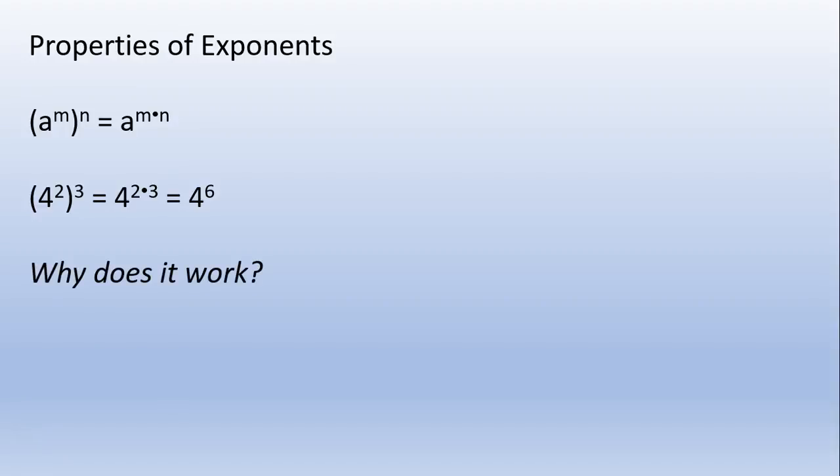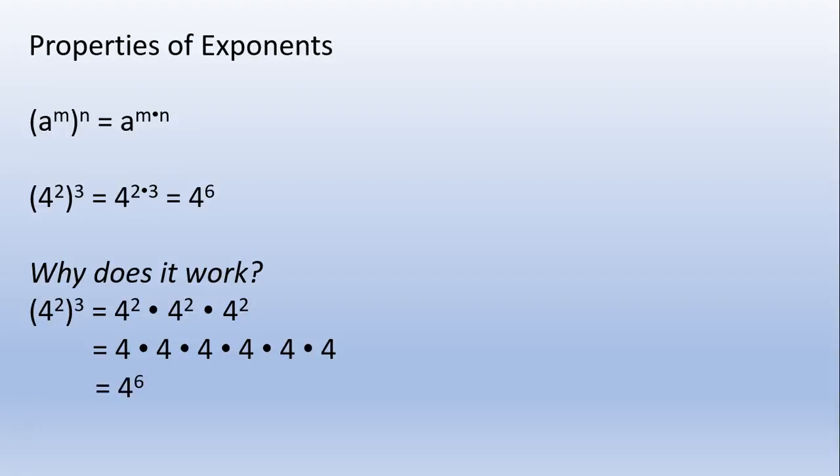Now this works because we know that if we have an exponent, it tells us that we're repeatedly multiplying something. So 4 squared to the third power means we're multiplying 4 squared times 4 squared times 4 squared. That's 3 factors of 4 squared. And if we think about the expanded form of each of those 4 squareds, you'll see that we do have 6 factors of 4.